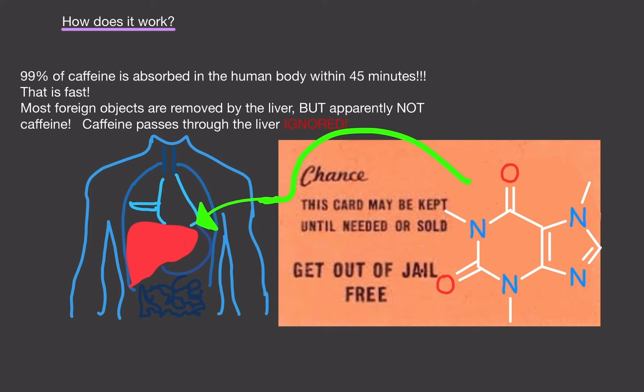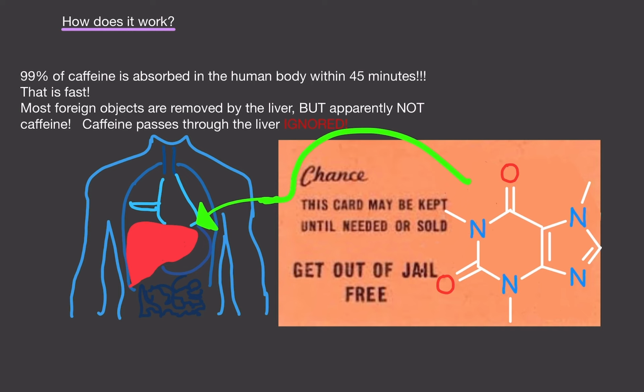Your liver likes to take out foreign objects. That's what it's there for. It gets rid of the toxins. However, with caffeine, your liver actually ignores it. So think about it like a get-out-of-jail-free card for caffeine. Caffeine just bypasses the liver. It still passes through the liver, but your liver doesn't actually do anything about it, which is quite interesting. No one knows why, actually. There's not enough studies done on why this happens. Why does your liver not do anything with caffeine?